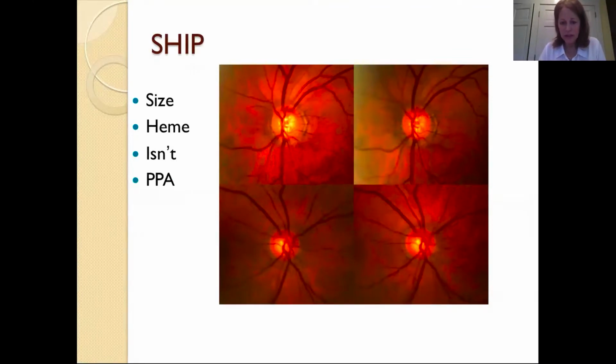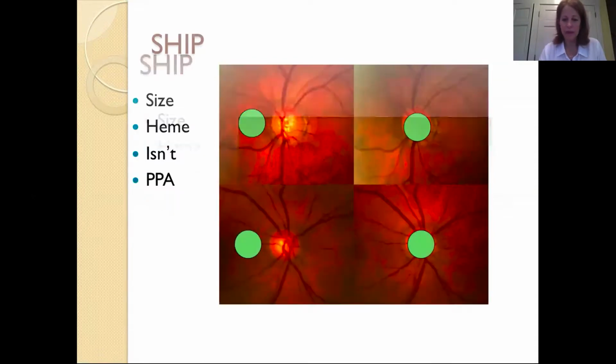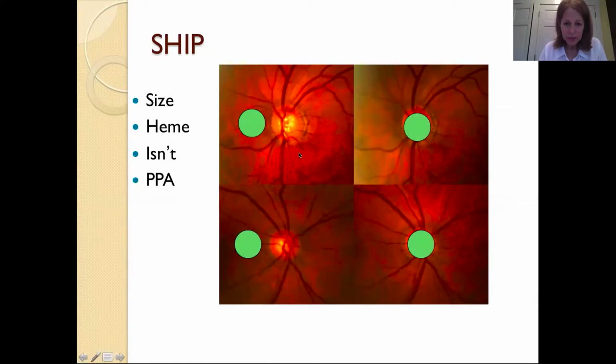So let's take a look at this patient. They come in, and the first thing we're going to look at is the size of the discs. So there is a slight asymmetry. This optic disc is a tiny bit bigger than this one, but just a little bit. Now let's look at the rim. Sorry, they're a little bit small on my screen. So here's the edge of the disc, and here's the edge of the rim.